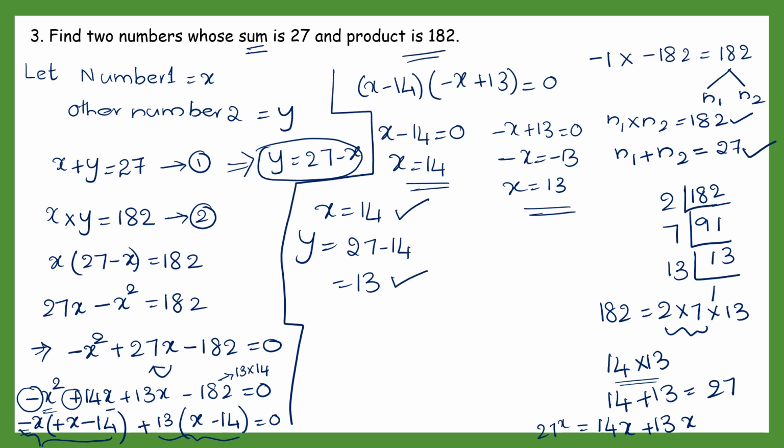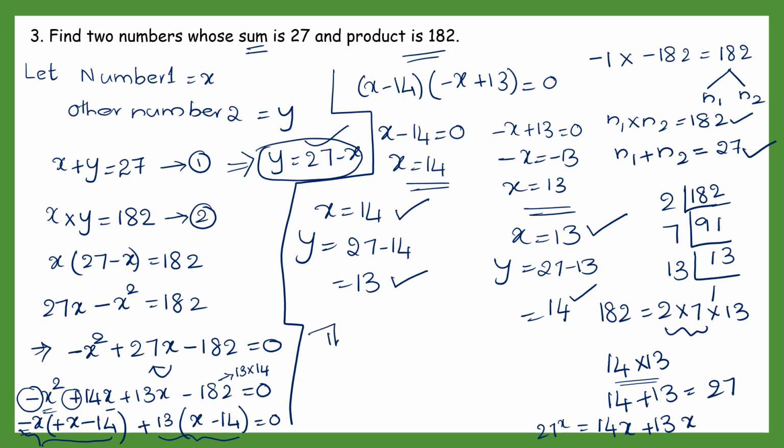Here you got what other value of x? You got x is equal to 13. So y will become what? 27 minus x. So 27 minus 13. 20 minus 10 is 10. 7 minus 3 is 4. You get 14. So the two numbers here you got is 13 is x and y is 14.